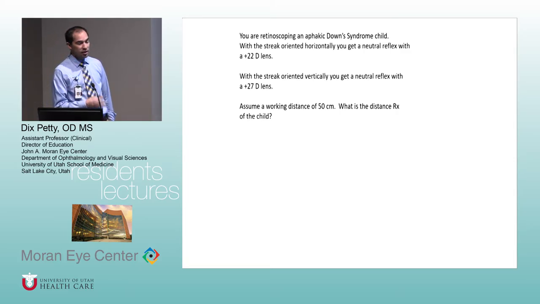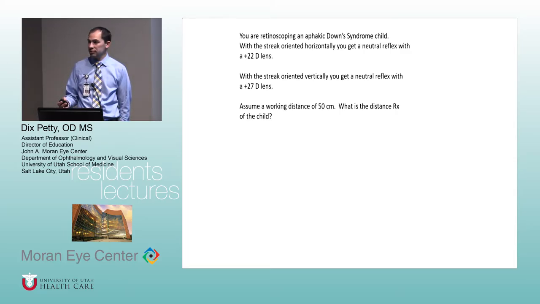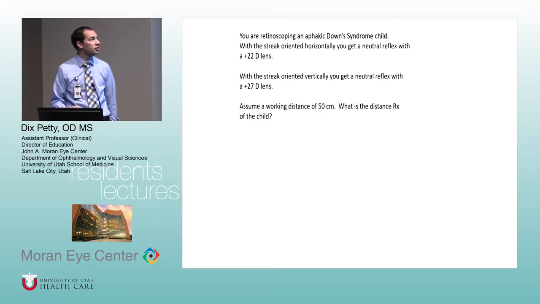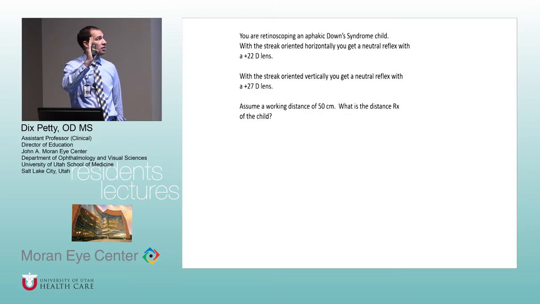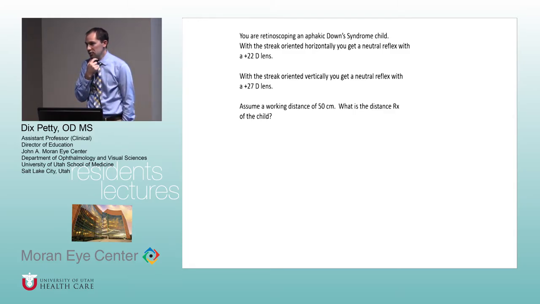So here's a potential story problem you might get, or you might actually find in clinic. So you're retinoscoping an aphakic Down syndrome patient. With the streak oriented horizontally, you get a neutral reflex at plus 22. With the streak oriented vertically, you get a neutral reflex with a plus 27. So first, if you just take those two powers that I gave you, ignore working distance and all that, how would you do a power cross for that? What number would be on the horizontal? What number would be on the vertical?